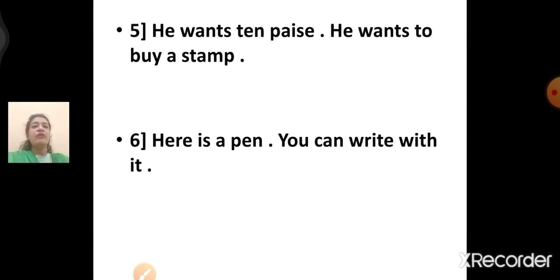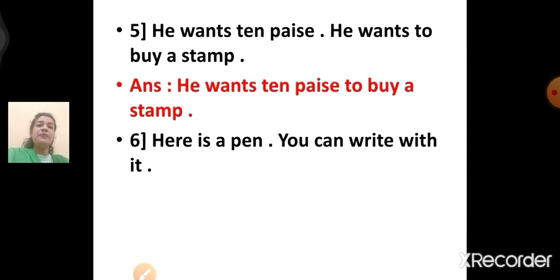Fifth one, he wants 10 paise. He wants to buy a stamp. Now children, when you are joining the sentences, you are not going to repeat the pronoun again and again. In the start of the sentence you have used it once, so you will not repeat it. So, he wants 10 paise to buy a stamp.